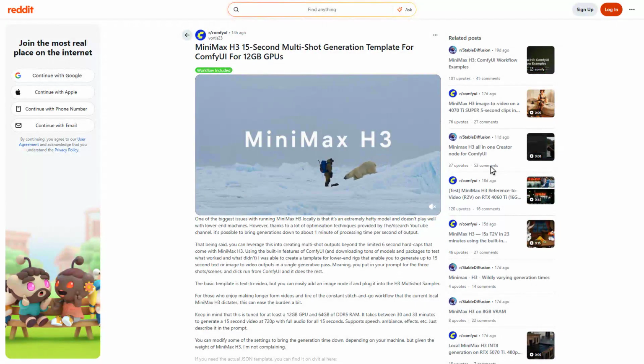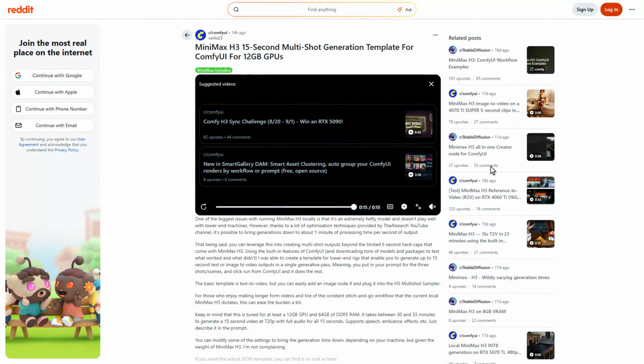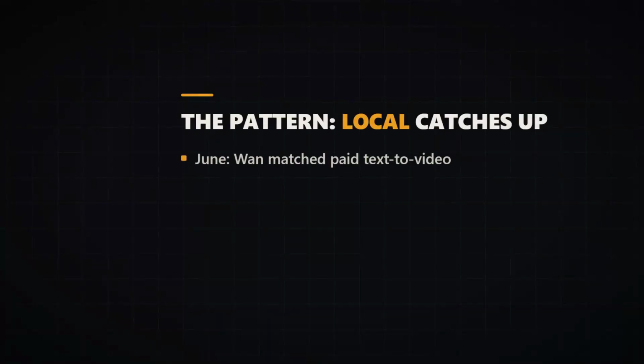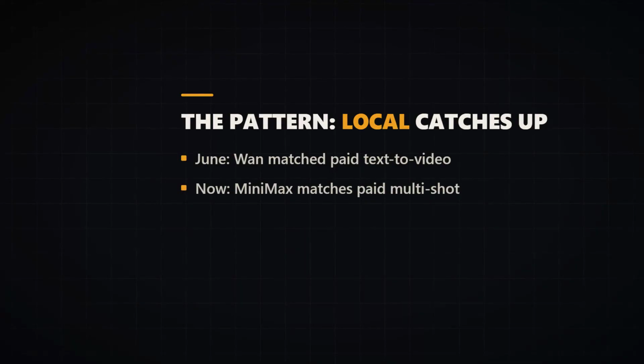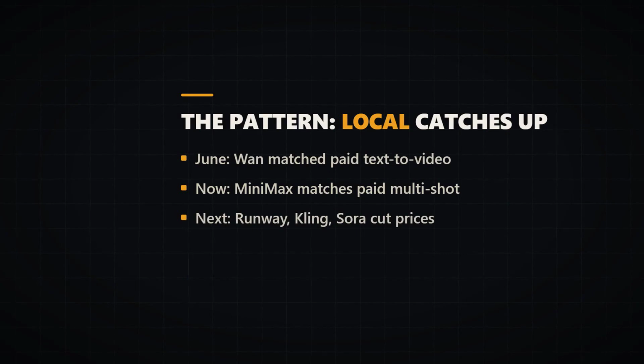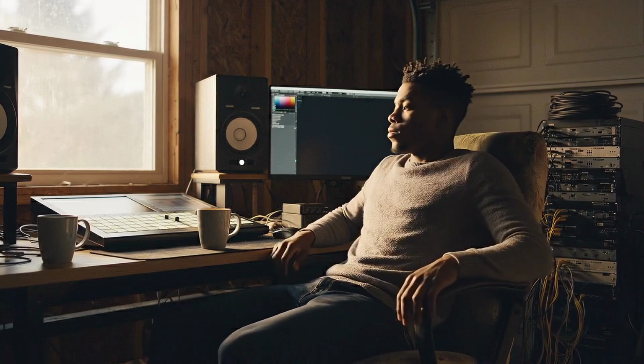And the second quarter pattern here matters. Local open source video caught up to a paid API tier for the second quarter running. WAN pulled it off in June for text to video, now MiniMax for multi-shot. Runway will cut prices, Kling will cut prices, Sora will cut prices. None of that is the story. The story is that the paid tier is now a floor, not a ceiling, and the ceiling is whatever your gaming card renders at 2 in the morning while you sleep.